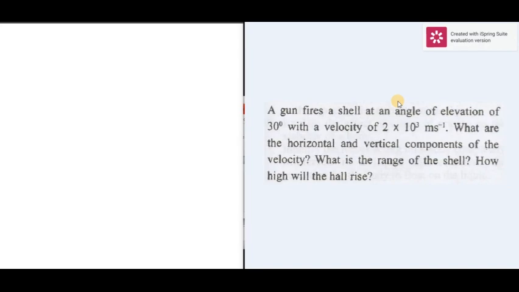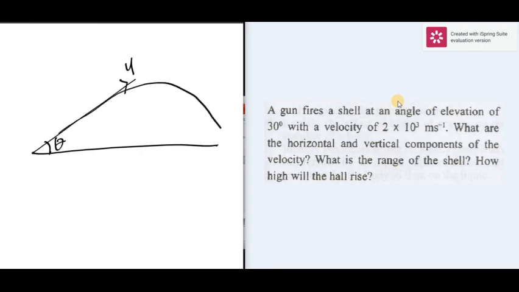A situation to this question looks like this. If this is level ground, then there is an angle of elevation where the gun is being fired. The initial velocity u is at that angle. It will move and drop to the ground. The question asks for this angle, which is 30 degrees, that's given to us. The initial velocity is given.